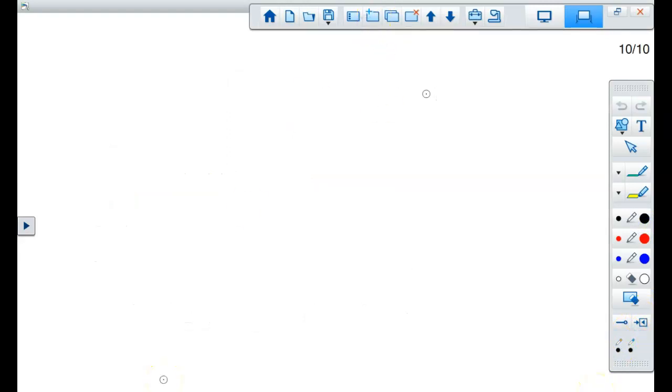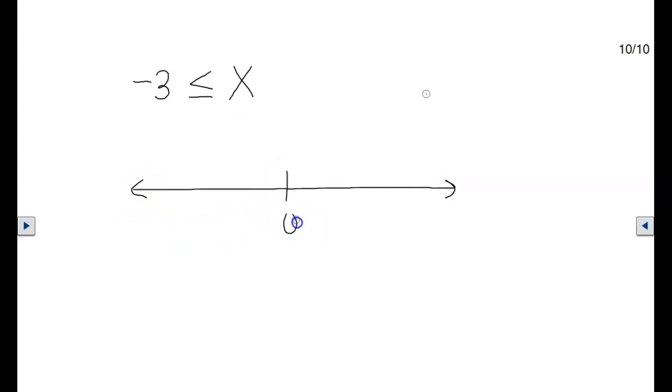All right, let's do one last problem. Let's do -3 is less than or equal to x. So for my number line, I want 0 on there. And then -3 would be to the left of that.